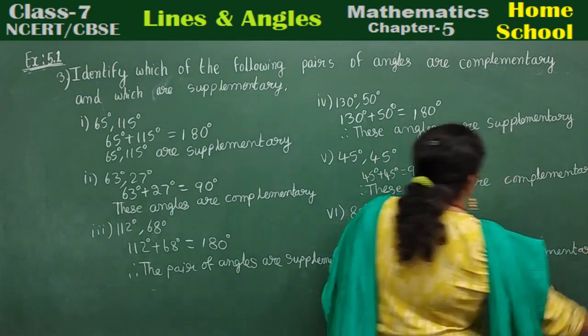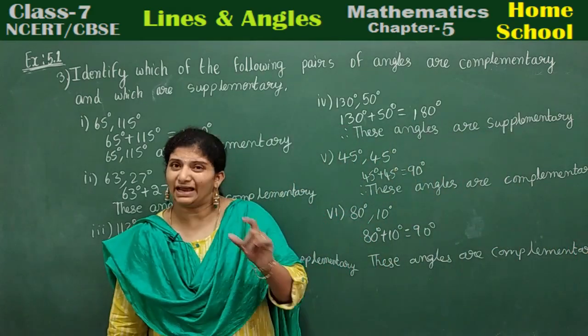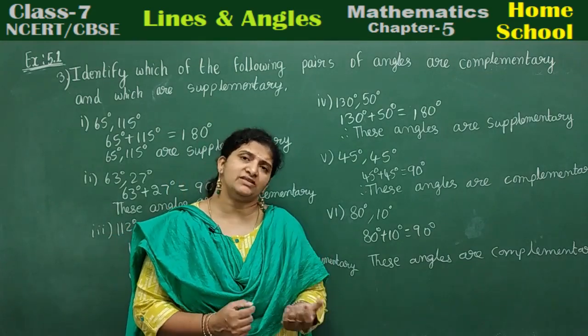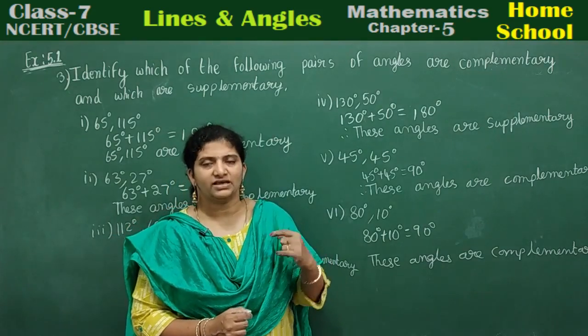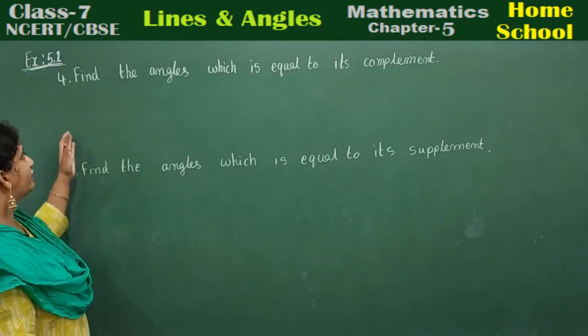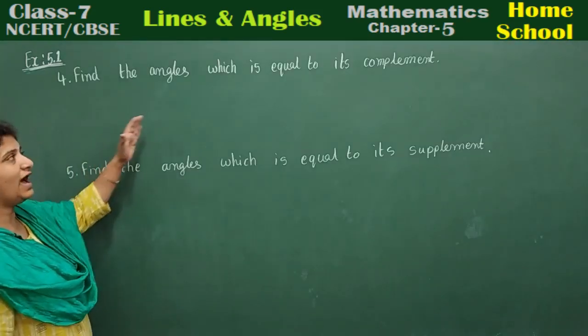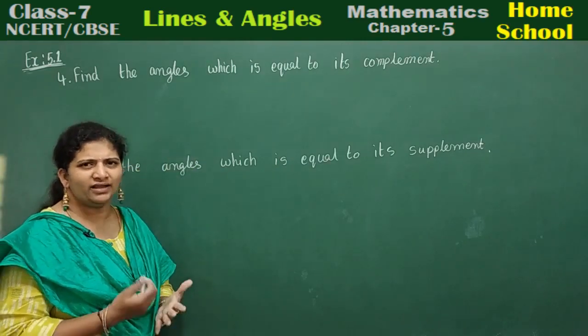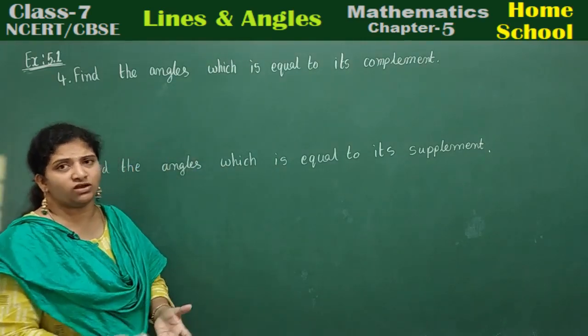Simple, children: whatever pair of angles is given, first add those two angles. If their sum is 90, complementary angles. If their sum is 180, supplementary angles. See the fourth problem. Find the angles which are equal to their complement.